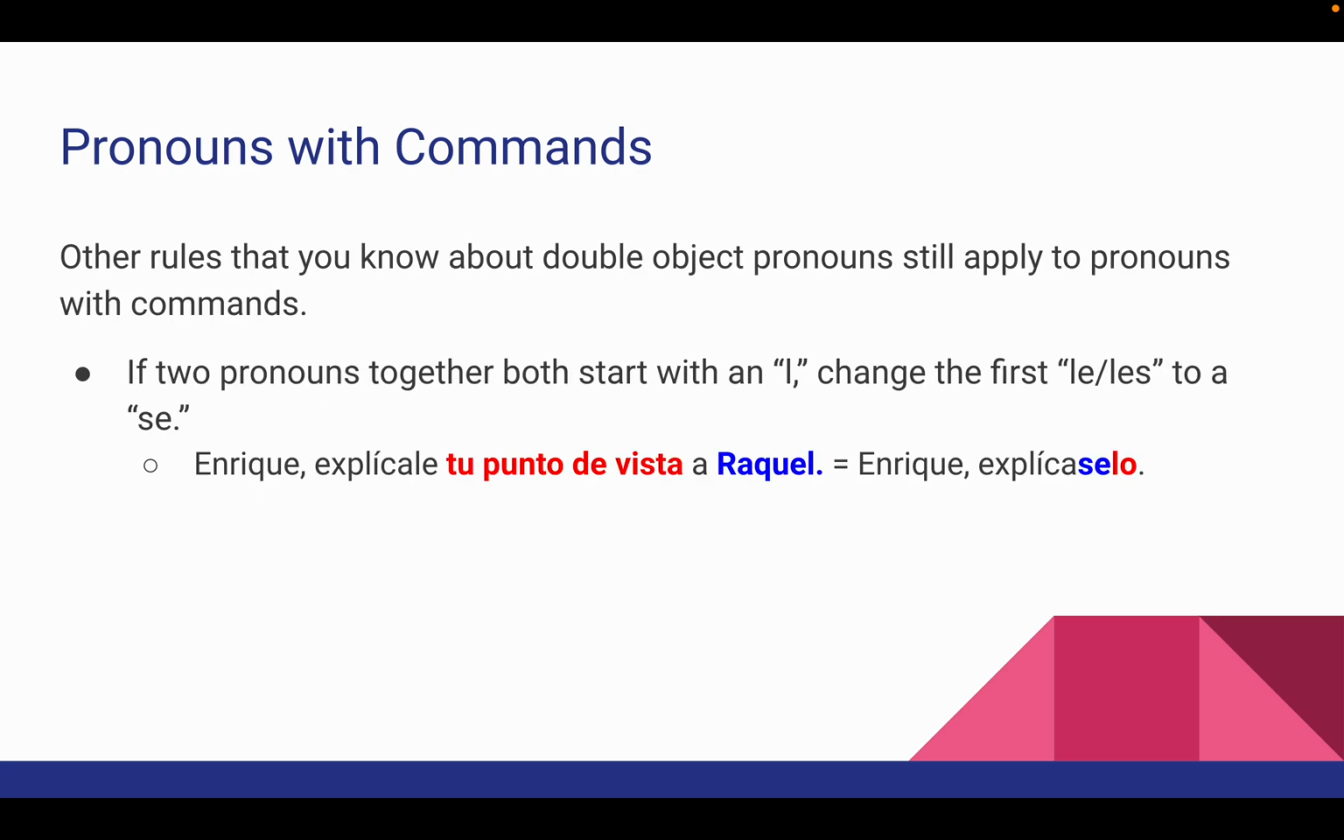Other rules that you know about double object pronouns still apply to the pronouns with commands. So if two pronouns together both start with an L, change the first le or les to a se. So Enrique, explícale tu punto de vista a Raquel. Enrique, explain your point of view to Rachel. Enrique, explícaselo.